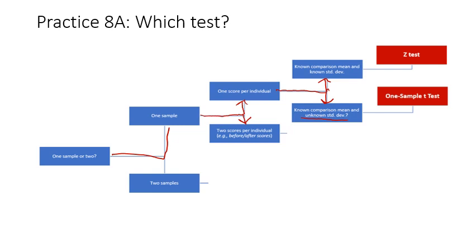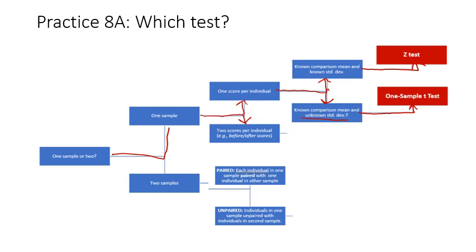If it's the former, if the mean and standard deviation are known, you're doing a z-test. If it's the latter, you know the mean, but you don't know the standard deviation, you're going to do a one-sample t-test. If you're finding two scores for each individual, like in this example, these before-after scores, you're going to do a paired samples t-test.